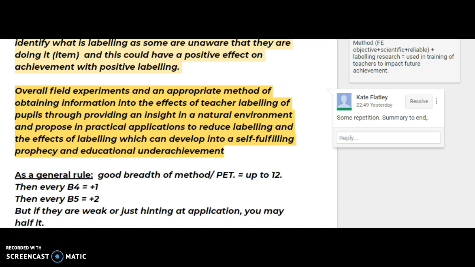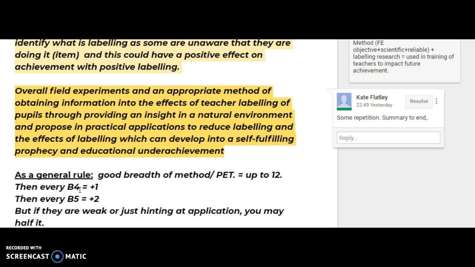Now this student, it was okay, but you could tell they'd run out of time at the end, and there were lots of missed opportunities in things like the Hawthorne effect, social desirability, validity, that could have been in there, which wasn't. But the student did a grand job anyway. So you get up to 12, and then what the examiner will do is for every level 4 you will just add a mark, and then for every level 5 you add 2 marks. If they are weak, they're just hinting at it, you might halve it.